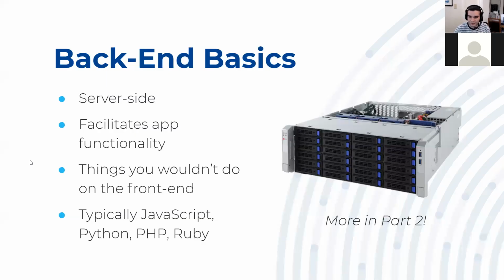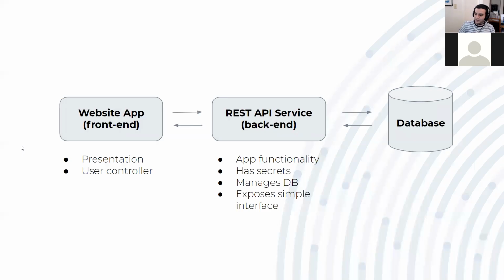I'll look at the other side of things, backend. This is server side. The backend facilitates application functionality. It has all the code and all the things that you wouldn't want to do on the front end. I'm going to come back and explain what I mean by that in a moment. We're going to dive deeper into this in part 2, but backend, there's a lot when it comes to it, but at a high level, typically they're written in JavaScript, Python, PHP, Ruby, but there's a lot of options when it comes to backend.